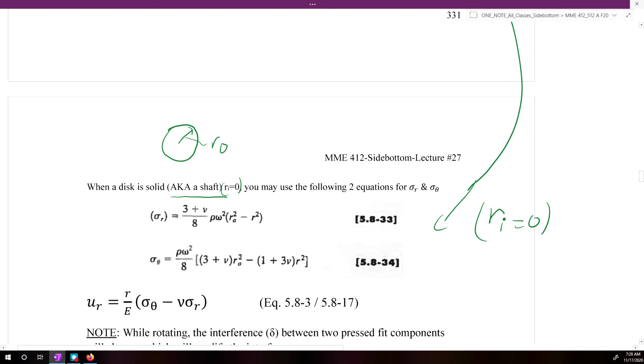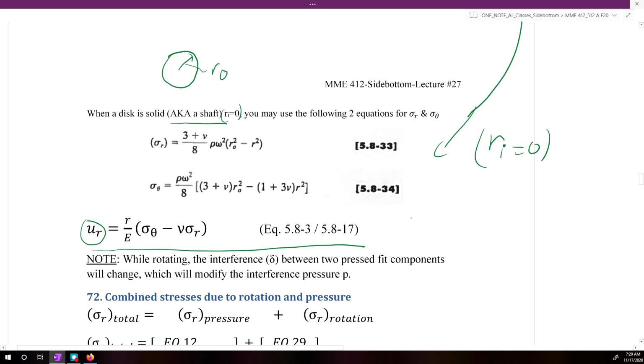Remember that the displacement along the radial direction is still going to be equal to the same equation here, equation 5.8-17.